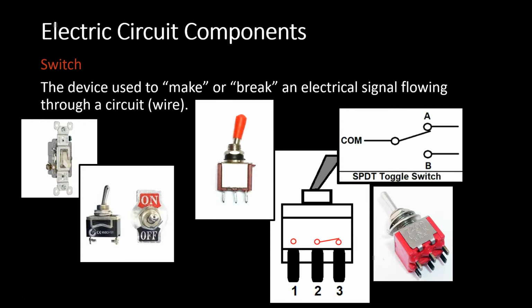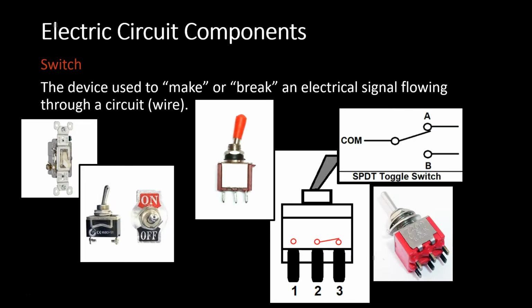The next component is a switch, and switches are pretty simple. They just break the current flow by opening the circuit. And you can see a typical light switch in your house on the left-hand side, and then in the middle of the screen, you can see a switch switching back and forth.